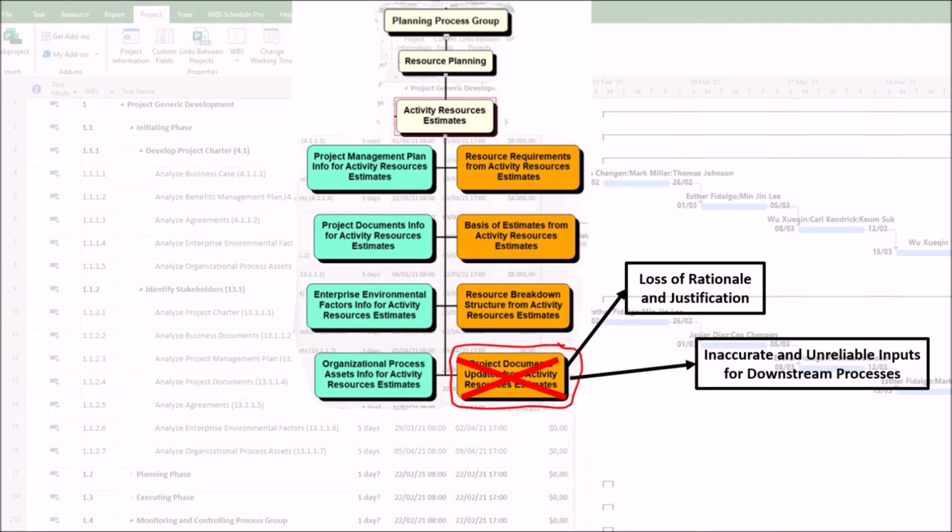First consequence, cost estimates will be wrong. If you forget to document the need for a specialized piece of equipment in the resource breakdown structure, you won't budget for its rental, leading to a budget overrun.